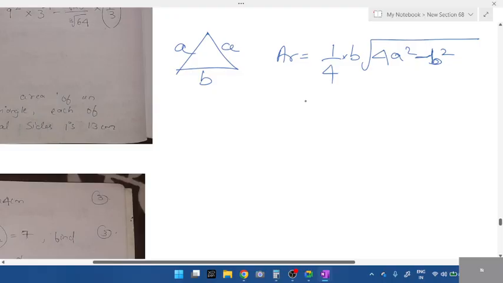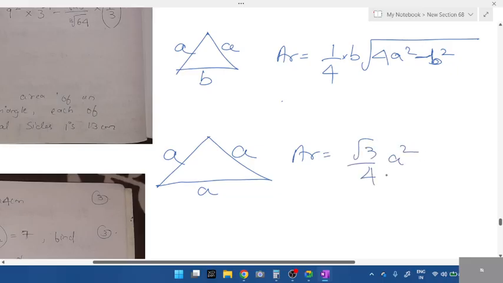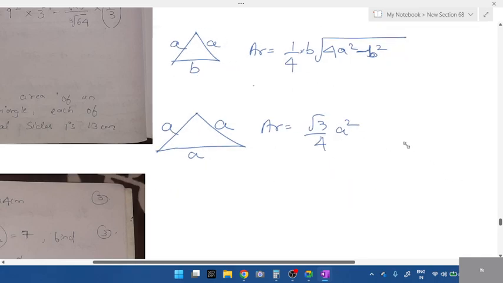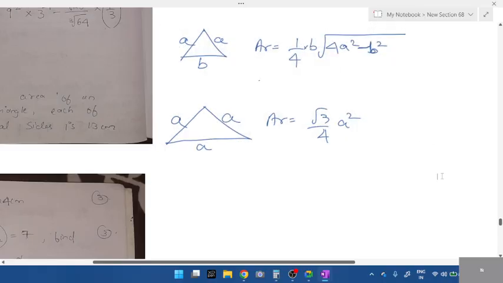Is it correct? Okay, this is for isosceles. Draw the diagram. Even while explaining, I drew the diagram. For equilateral, all the sides are equal. What is the area formula? Root 3 by 4 a square. What does A stand for, students? A is nothing but the side, right? Yes, that is what you have to draw. If you haven't drawn, draw the diagram.